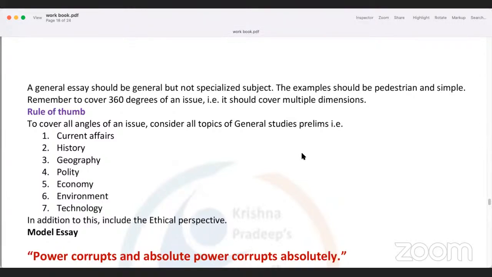If it is a specialized essay, you are supposed to have special study about it. Since it is a general essay, you are supposed to have only a generalist perspective on it. So what is the generalist perspective? And how do you write the answer for general essay questions? Suppose I give a question like this.